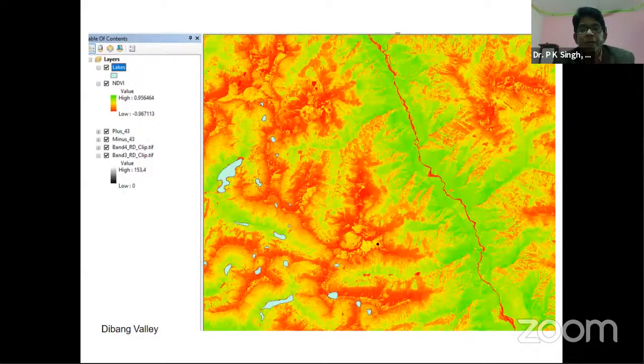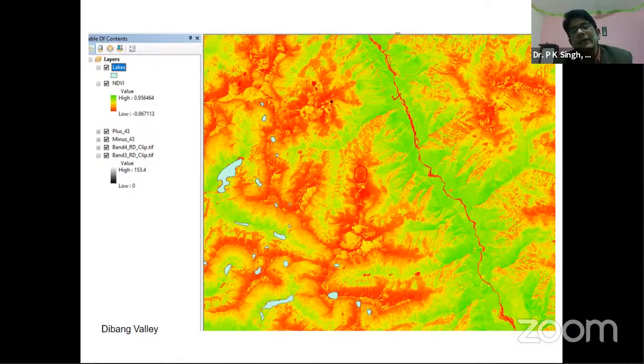See, I have prepared one NDVI for the north eastern part of Arunachal Pradesh, Dibang Valley, Anja area. See here, this is the NDVI. It is ranging from 0.9 plus to minus, and these red parts are having low NDVI, and these green parts are having high NDVI. See, this is river. And in the valley parts, the vegetation quality is better. More water content, more chlorophyll, biomass is more.